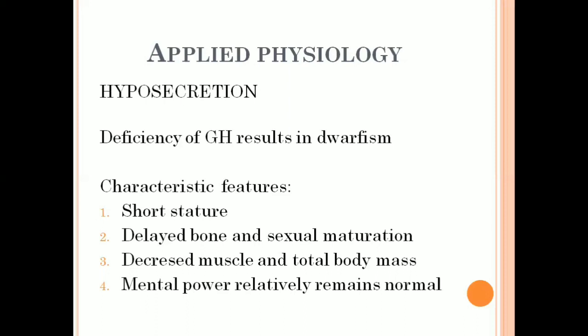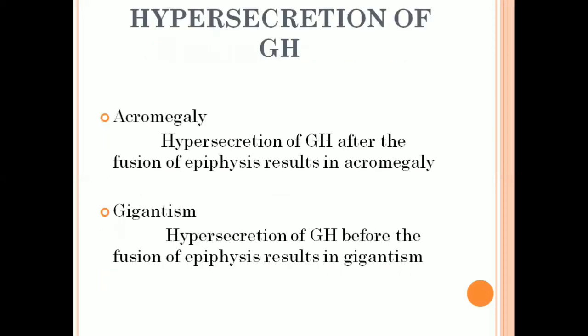Another condition is called Laron dwarfism. In this condition, there is normal growth hormone secretion, but the growth hormone receptors are mutated so that the growth hormone cannot act on the receptors. But this condition is also seen as a deficiency of growth hormone. Actually, hormone secretion is normal, but only the receptor is mutated, so that growth hormone action is not seen. Okay, next we'll see about the hypersecretion of growth hormone.